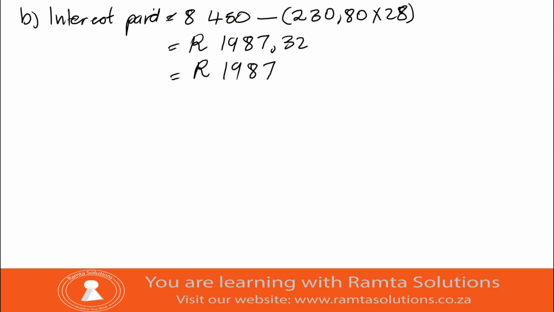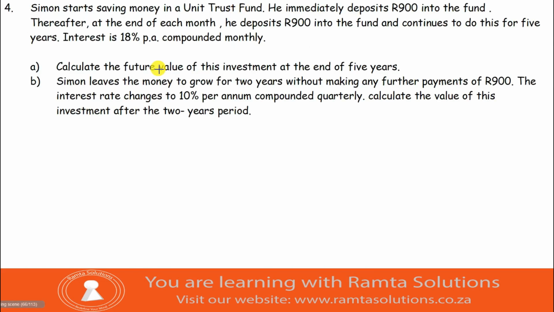Moving on, let's now look at this question, the fourth question. So we have 5 more to go. The fourth question says, Simon starts saving money in a unit trust. He immediately deposits 900. So X is 900 rands, of course, into the fund. Thereafter, at the end of each month, he deposits 900 into the fund and continues to do this for 5 years.